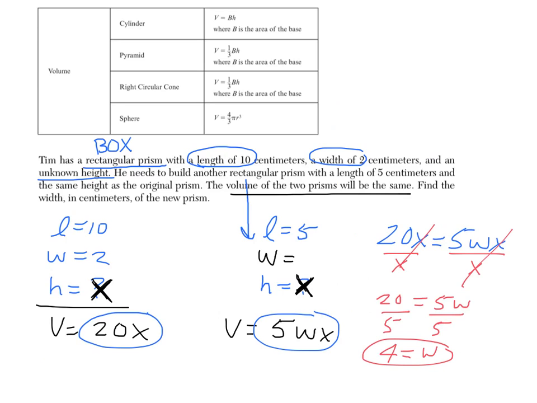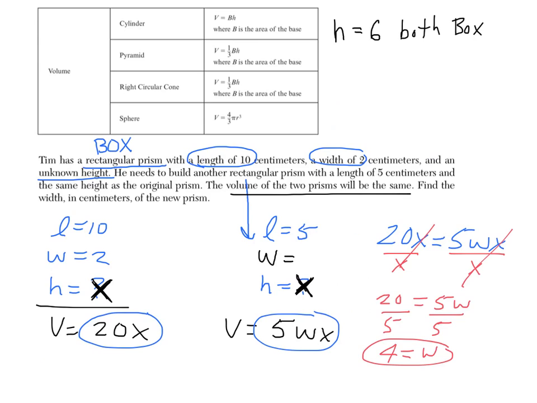There are a few other ways to work the question out. You could draw a picture. One thing you could do, which actually makes the question pretty simple, is they tell us that the height has to be the same for both boxes. So what you could do is just make up a number, let's say 6, for the height for both boxes.